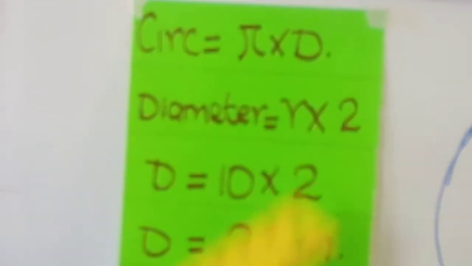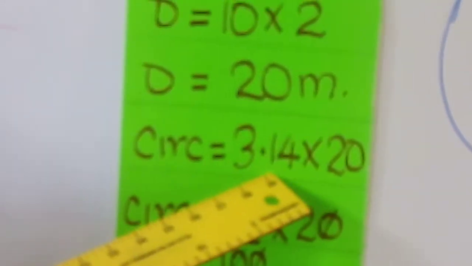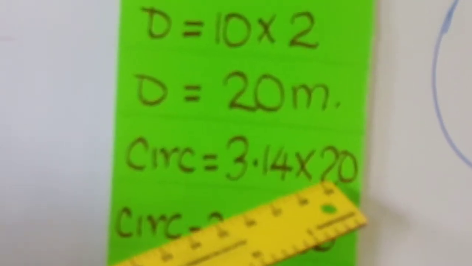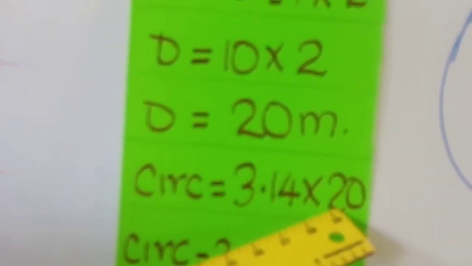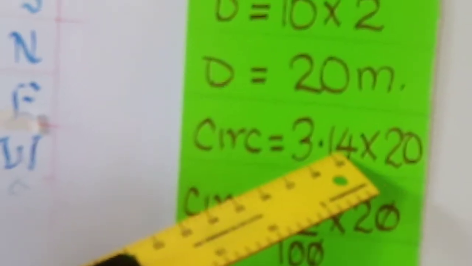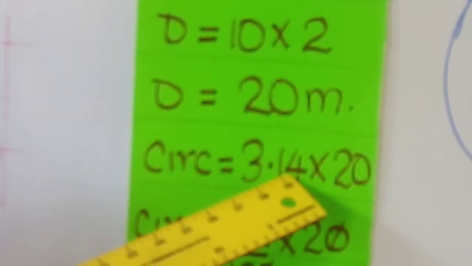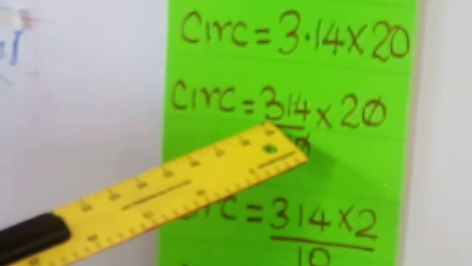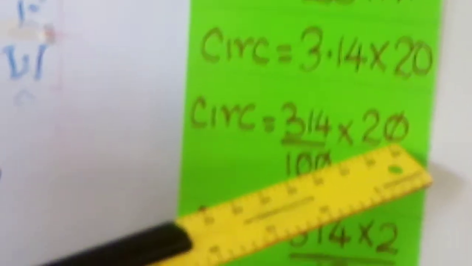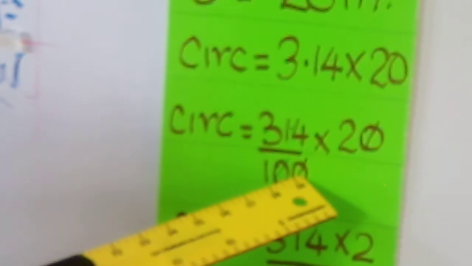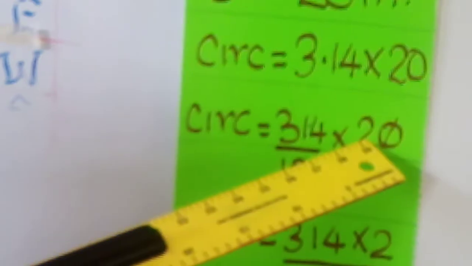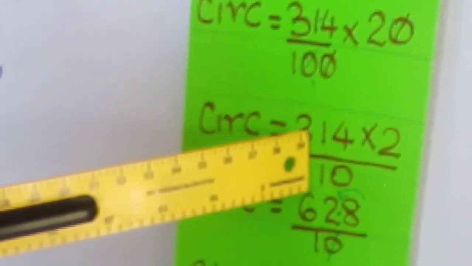Our pi here is going to be 3.14, multiplied by the diameter, which is 20 meters. So to work out, we express 3.14 as a fraction. So we put 314 over 100. Then we multiply by 20. We cancel the 0 and the 0. So we remain with 314 multiplied by 2 over 10, as we have written it here.